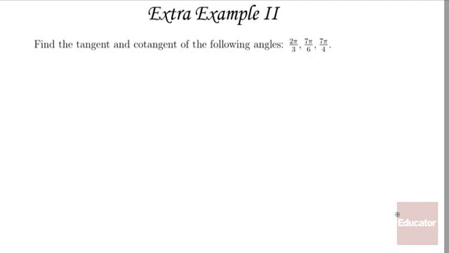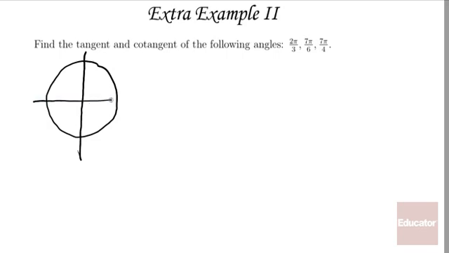Okay, we're given here a bunch of angles, and we want to find the tangents and cotangents of each one. So a good first step is to graph these angles on a unit circle. So I've got a unit circle here. I'll label the common values, pi over 2, pi, 3 pi over 2, and 2 pi. And now I want to figure out where these angles are.